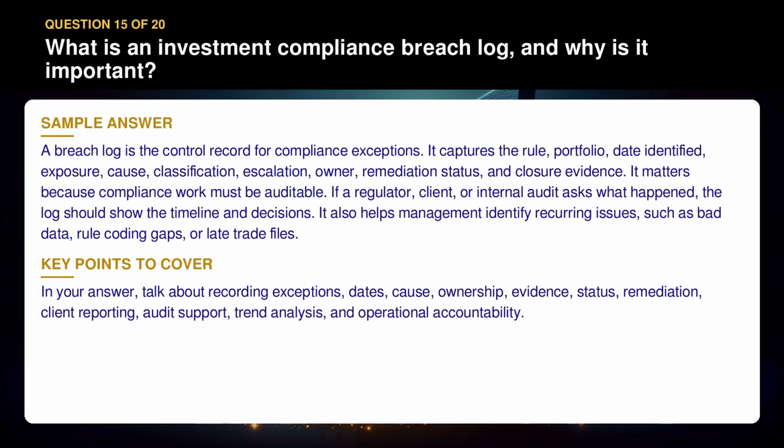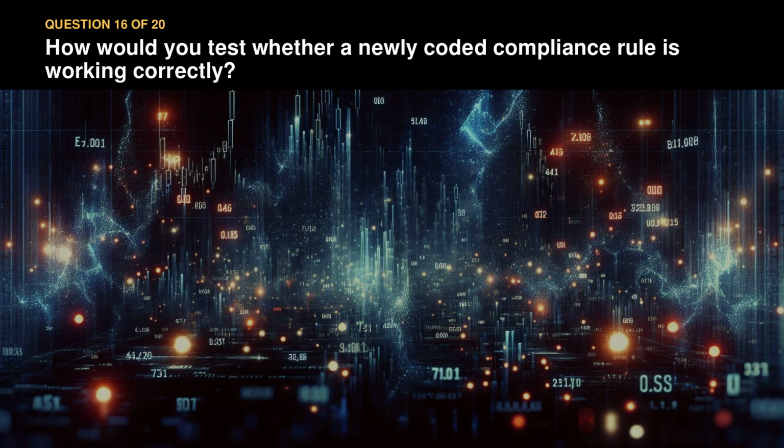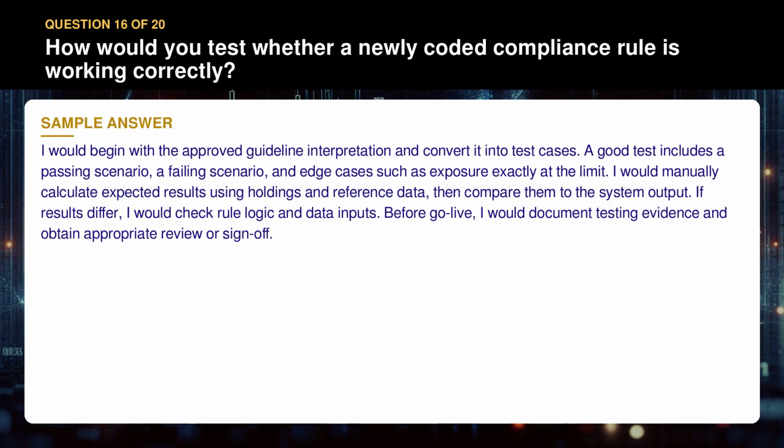operational accountability. Question 16. How would you test whether a newly coded compliance rule is working correctly? I would begin with the approved guideline interpretation and convert it into test cases. A good test includes a passing scenario, a failing scenario, and edge cases such as exposure exactly at the limit. I would manually calculate expected results using holdings and reference data, then compare them to the system output.